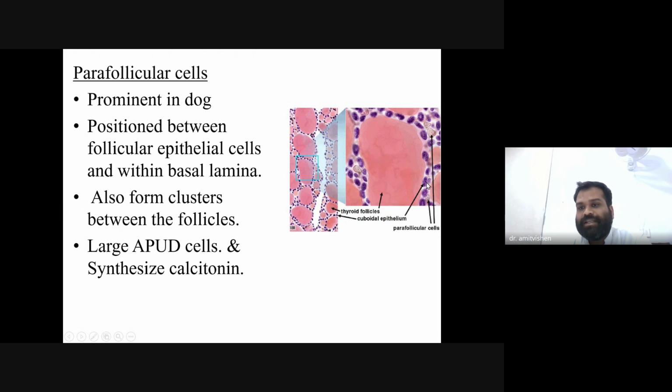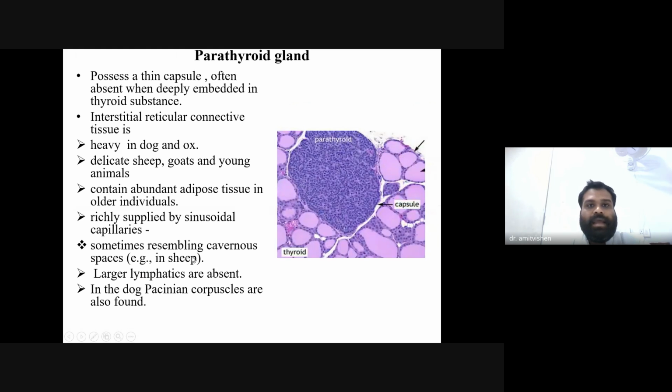You can see these are the parafollicular cells, and it is positioned between the, I have told you earlier in my previous slide, the basal lamina. Also they form clusters of 5 to 6 cells or 4 to 5 cells, and they are large amine precursor uptake decarboxylation cells, and they synthesize calcitonin. This question was asked to me in my interview for assistant professor, that parafollicular cells synthesize the calcitonin.